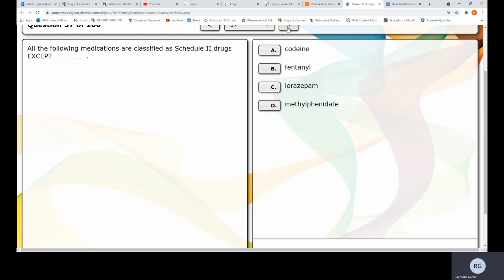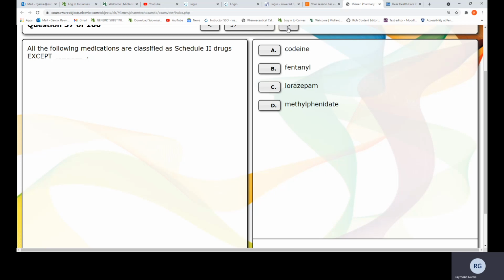All of the following medications are classified as Schedule II drugs, except which one? Schedule II. Codeine, fentanyl, Schedule II. Methylphenidate is for ADD, ADHD.